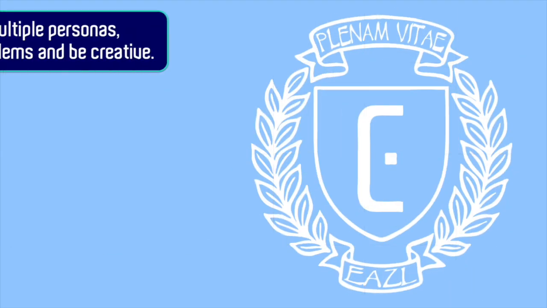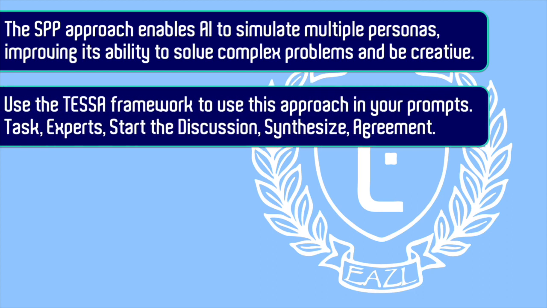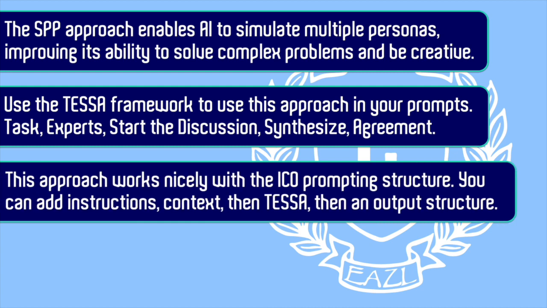So in summary, the SPP approach enables AI to simulate multiple personas, improving its ability to solve complex problems and be creative. Use the TESSA framework to use this approach in your prompts. Task, experts, start the discussion, synthesize, agreement. This approach works nicely with the ICO prompting structure. You can add instructions, context, then TESSA, then an output structure.